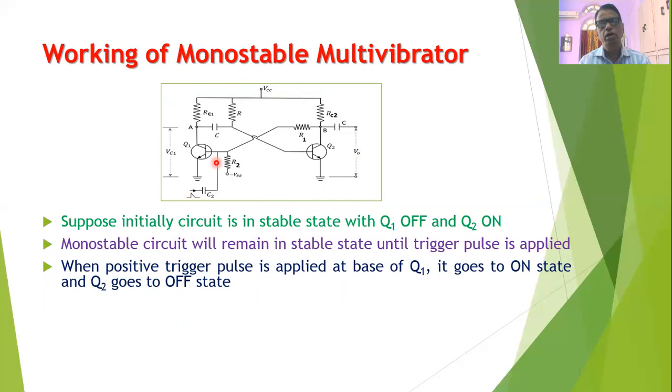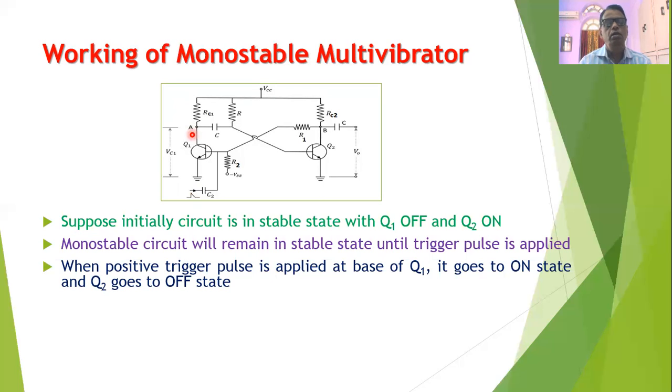Suppose the positive trigger pulse is applied to the base of Q1. When it is applied, the base potential of Q1 rises. When the base potential of Q1 rises, the collector potential of Q1 goes on decreasing, because Q1 will go into the saturation state. Its collector current increases, the drop across RC1 increases, and therefore the collector potential will fall down to the saturation potential.